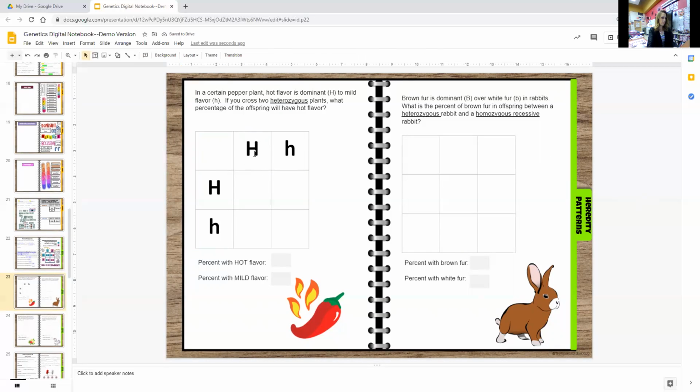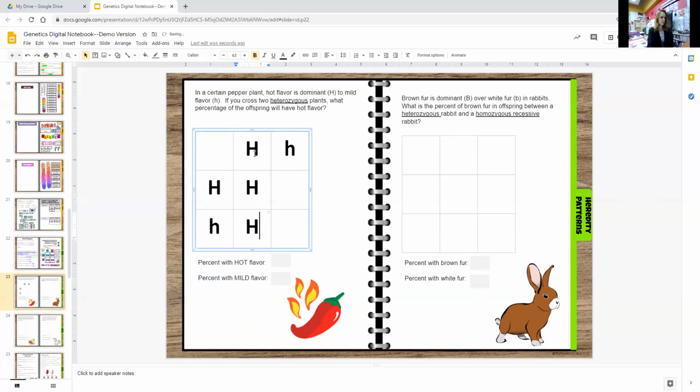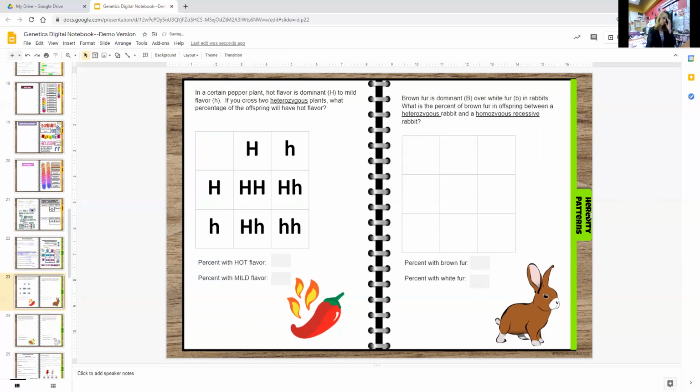And then I'm going to start with my top one. So I'm just going to bring that capital H straight down. And then I'm going to start up here with my lowercase h. I'm going to bring that straight down. I'm going to bring my h's across. So I get a capital H here, and a capital H here. Lowercase h is going to go across to the right. So I get a lowercase h, lowercase h.